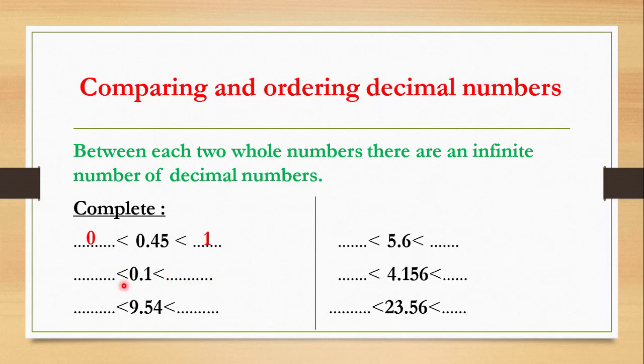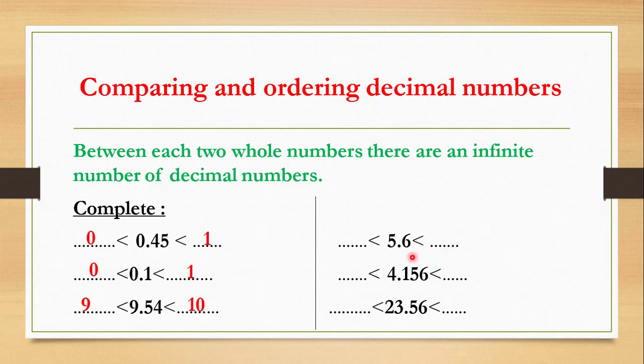Here we have 0.1, the same way. This number, 0, and also we have a fraction here which is 1/10. So the whole number is 0 and the next number is 1. 9.54: this number lies between the whole number 9 and what is the second one? The number just after 9 is 10. So 9.54 lies between 9 and 10.